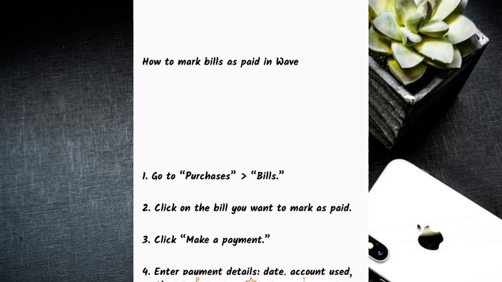The first step is going to be, of course, to log into your account. But once you're logged in, just go to purchases, and under purchases, you'll find bills. Click on the bill that you want to mark as paid, and then click make a payment.